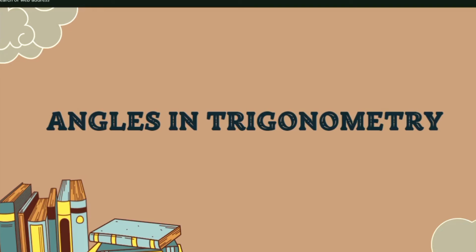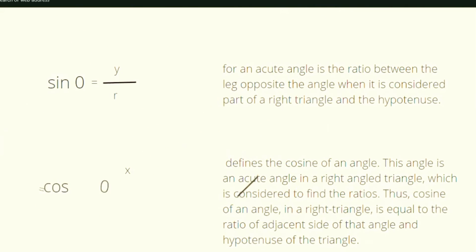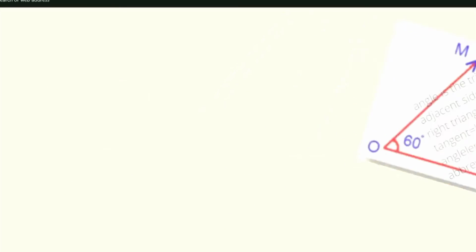Angles in trigonometry. Sine. For an acute angle, sine is the ratio between the leg opposite the angle, when it's considered part of a right triangle, and the hypotenuse. Cos defines the cosine of an angle. This angle is an acute angle in a right-angled triangle, which is considered to find the ratios. Thus, the cosine of an angle in a right triangle is equal to the ratio of the adjacent side of the angle and the hypotenuse of the triangle.